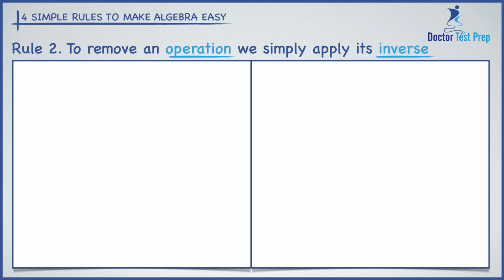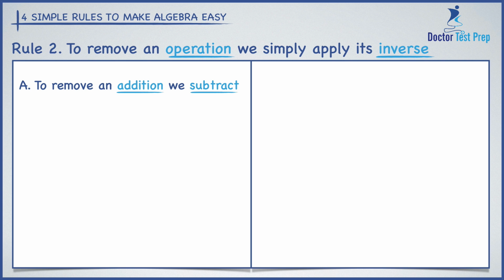An operation in math is simply adding, subtracting, multiplying, or dividing. And the inverse of each one of those is very straightforward as well. The inverse of adding is subtracting, and the inverse of dividing is multiplying. So let's have a look at a couple of examples to make this really straightforward. To remove an addition, we simply subtract from both sides of the equation. Let's have a look at an example.